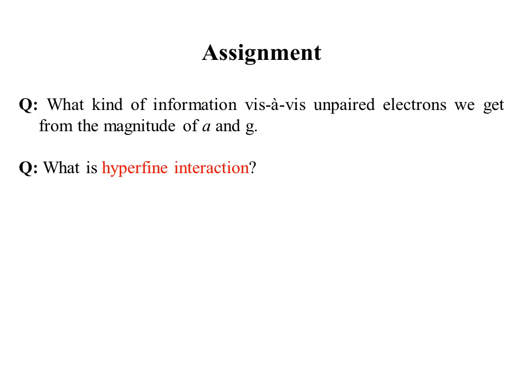At the end, there are two questions for you. One is what kind of information about unpaired electrons we can get from the magnitude of A and g, and the second one is what is hyperfine interaction.